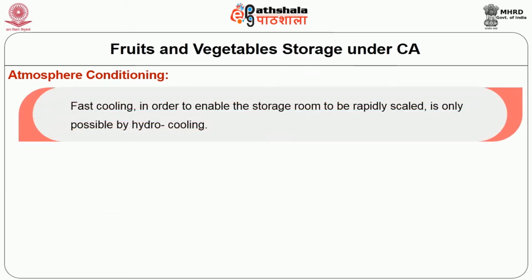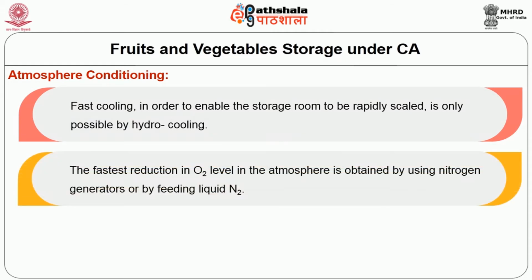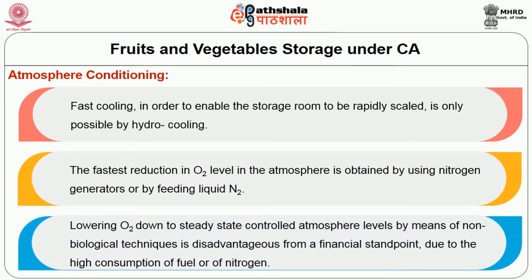Fast cooling, in order to enable the storage room to be rapidly scaled, is only possible by hydrocooling. The fastest reduction in oxygen level in the atmosphere is obtained by using nitrogen generators or by feeding liquid nitrogen. Lowering oxygen down to steady state controlled atmosphere levels by means of non-biological techniques is a disadvantage from a financial standpoint due to the high consumption of fuel or of nitrogen.